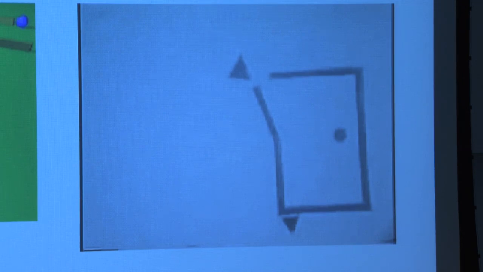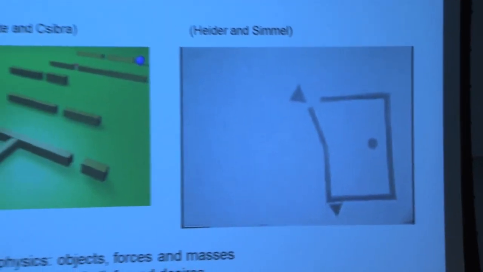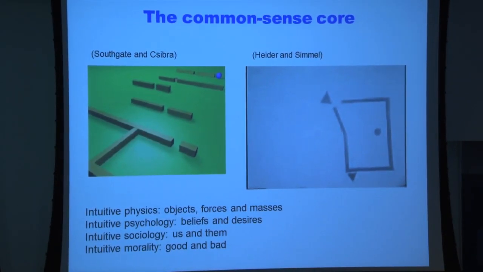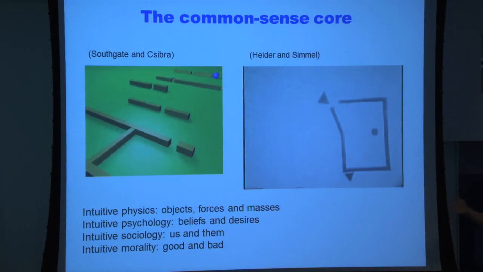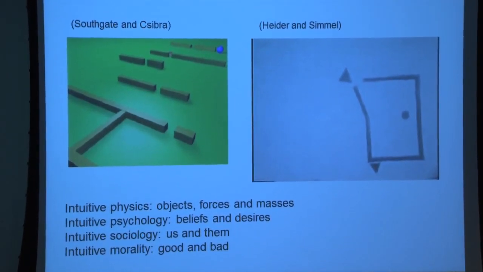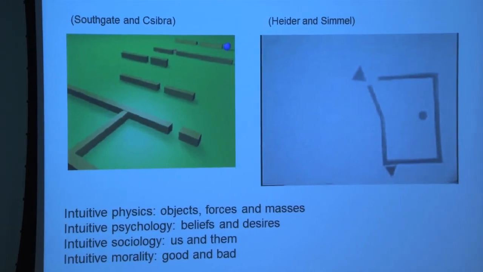Okay, so what are you getting from this? In some sense, it's not big data, it's small data. It's just a couple of shapes moving around on a screen, but yet you have intuitive physics, intuitive psychology, you see these force interactions, you see what these things want or think, and you get kind of sociology and morality, like who's on whose side or who's good and who's bad. That's what we want to understand and reverse engineer.